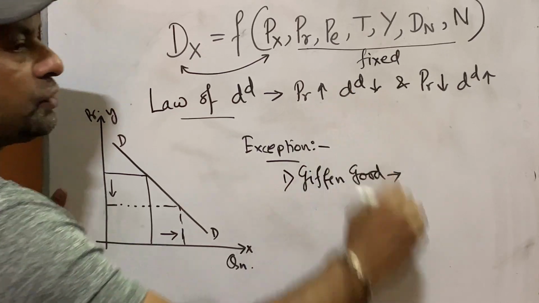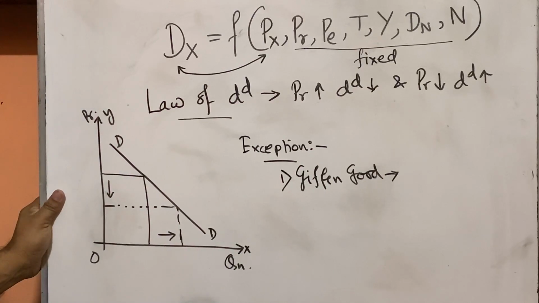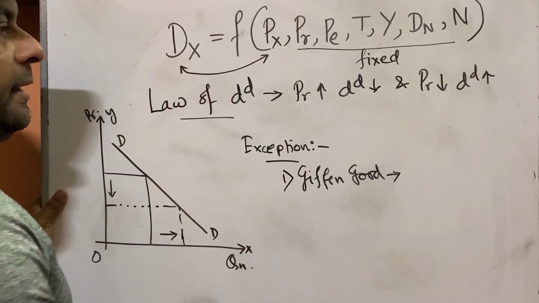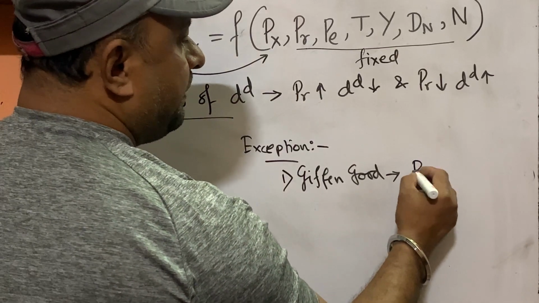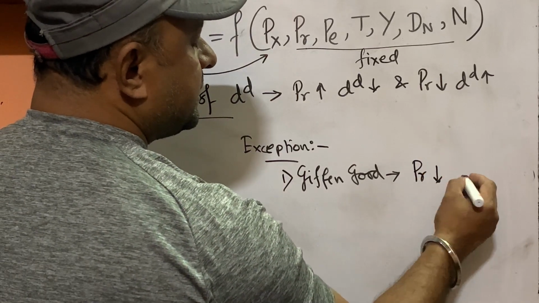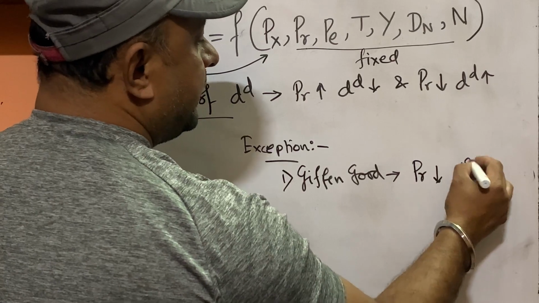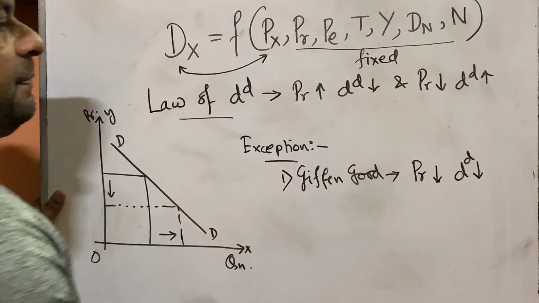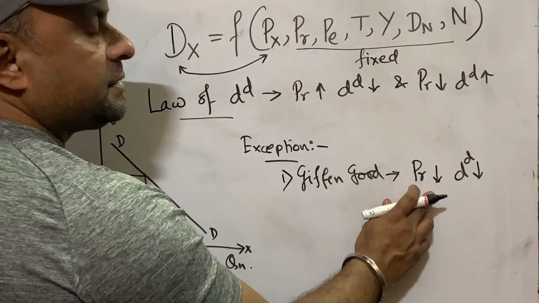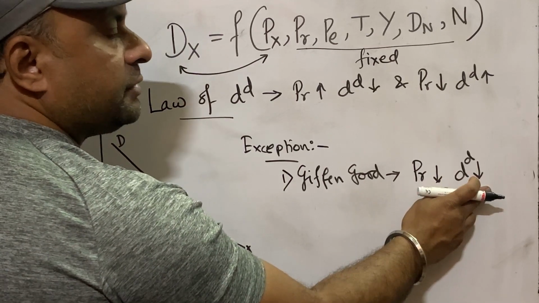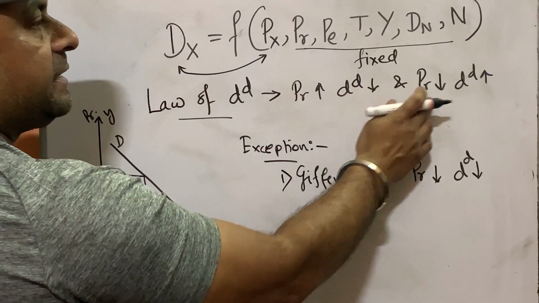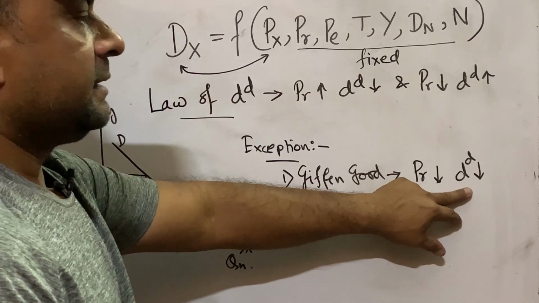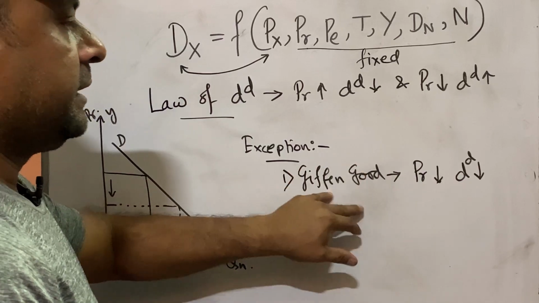Giffen good means the worst quality of commodities. Suppose rotten items, rotten fruits, vegetables. In this case, what happened? When the price of rotten fruits decreases, instead of increasing, its demand also decreases, because at that time people never prefer the worst category of commodities. Here price decreases, demand also decreases. But by the law of demand, if price decreases, demand should increase. But here demand decreases. So this is the exception in case of Giffen good.